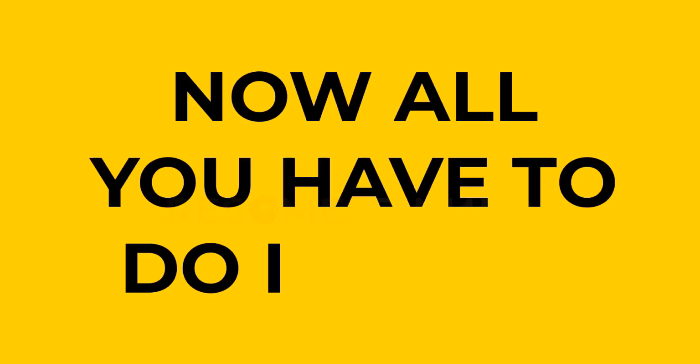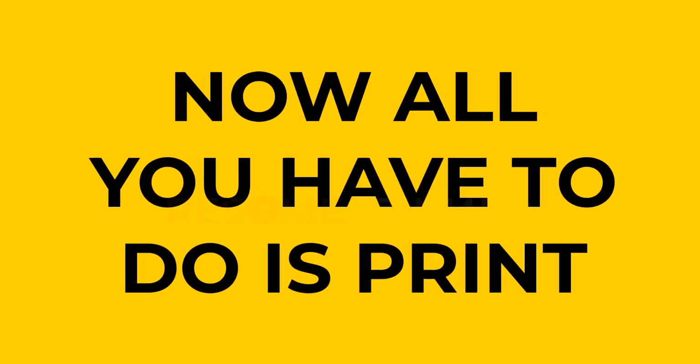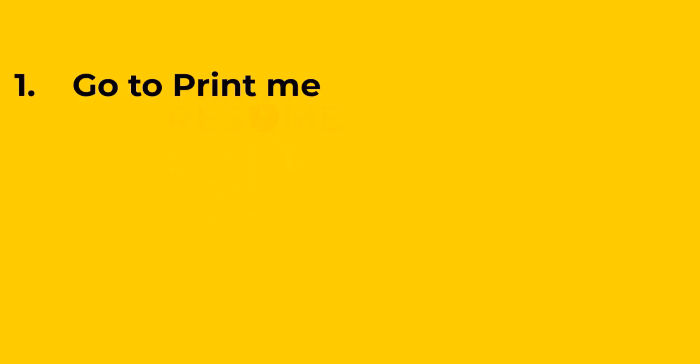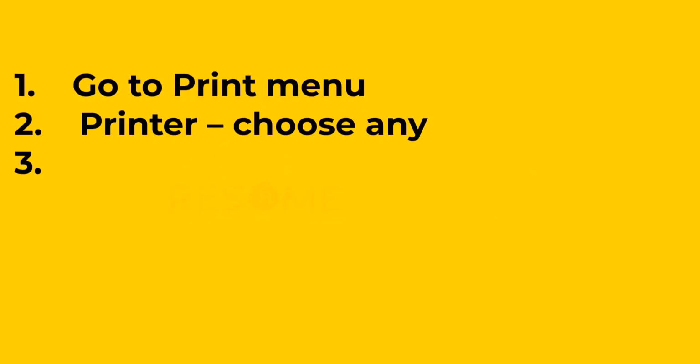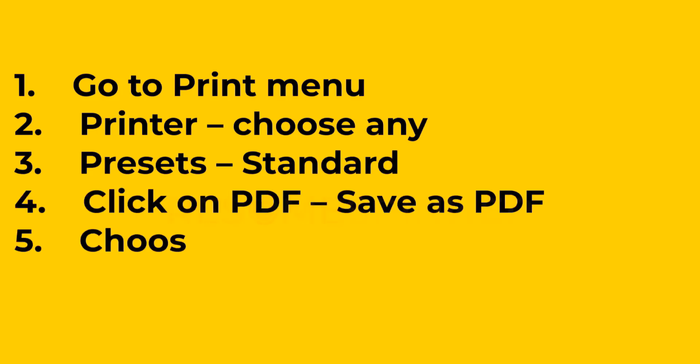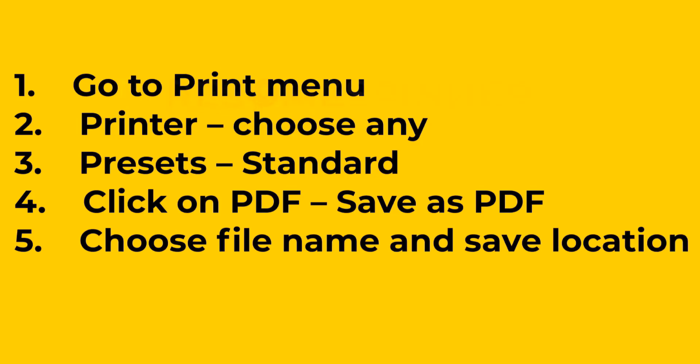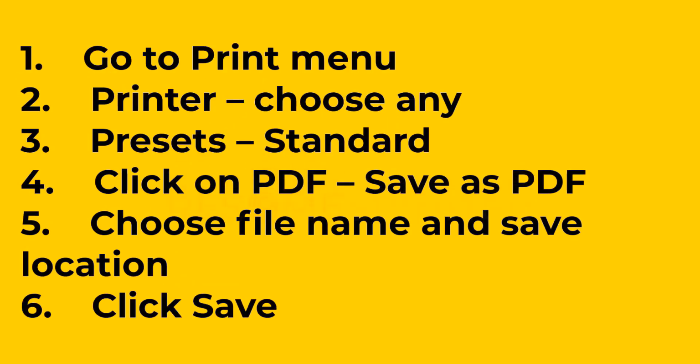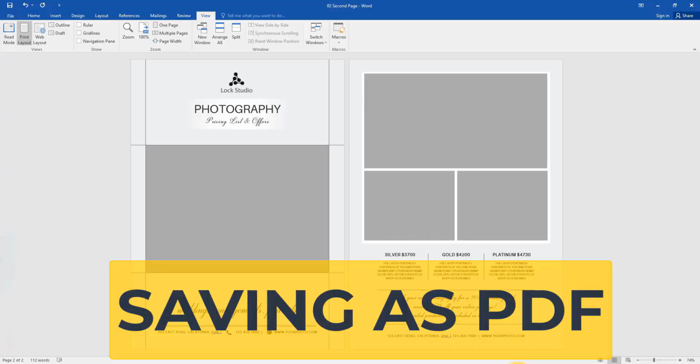Now all you have to do is print. 1. Go to Print menu. 2. Printer, choose any. 3. Presets, Standard. 4. Click on PDF, Save as PDF. 5. Choose File Name and Save Location. 6. Click Save.